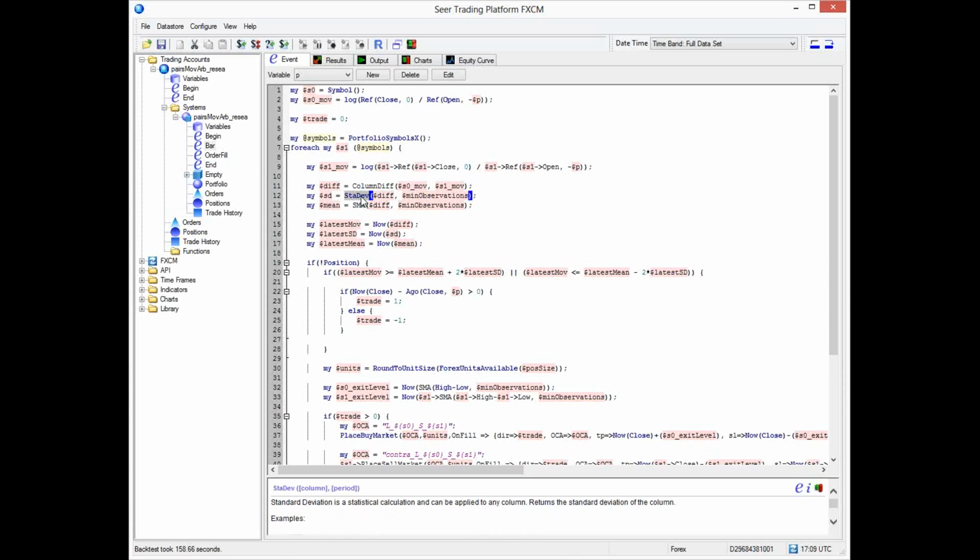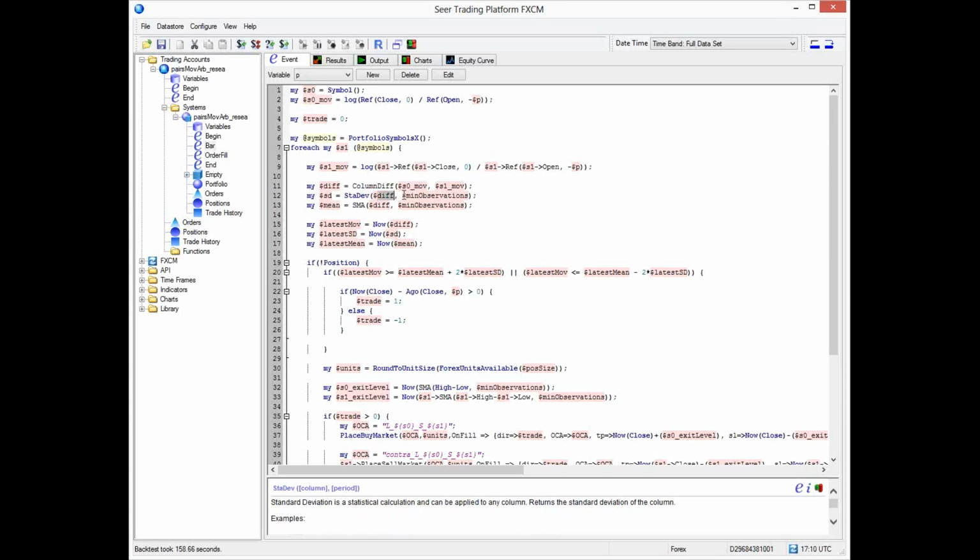Now you may ask, why don't I just get one standard deviation value? The way Seer works is that it's column-based. Column-based means that functions like standard deviation and SMA, simple moving average, actually return back arrays and columns. So calling something like stad_dev, standard deviation, on the array diff doesn't return back one value. It actually returns back the entire list, almost like a moving standard deviation, if you know what I'm trying to say.